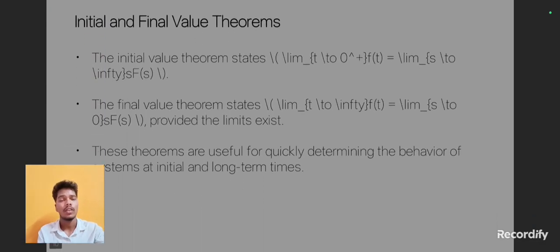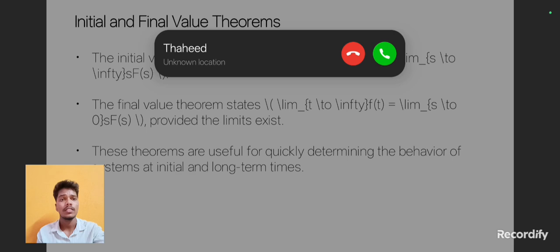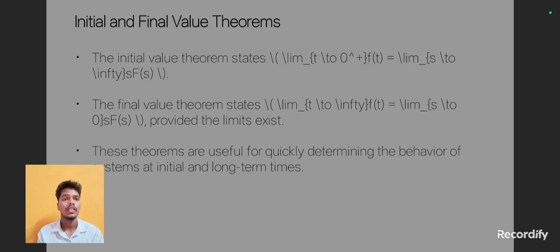Initial and final value theorem. The initial value theorem states a limit as s tends to infinity. The final value theorem states a limit as s tends to zero, provided the limit exists. These theorems are useful for quickly determining the behavior of systems at initial and long term times.